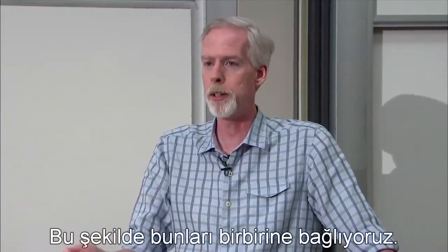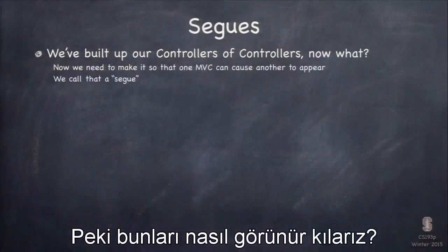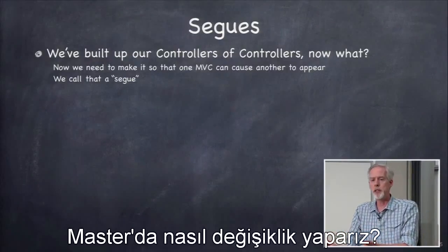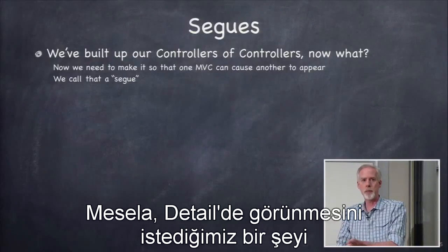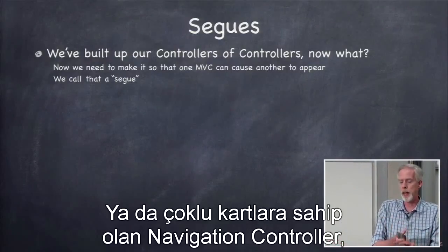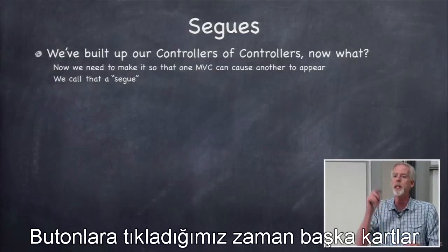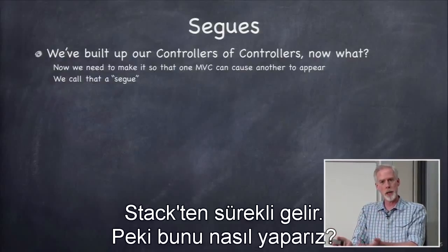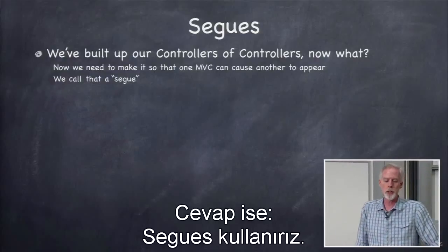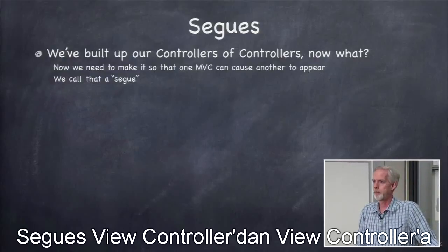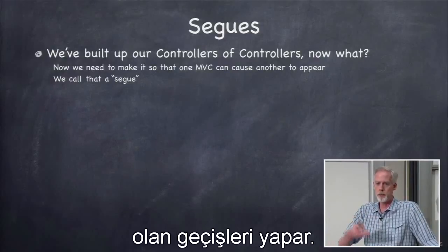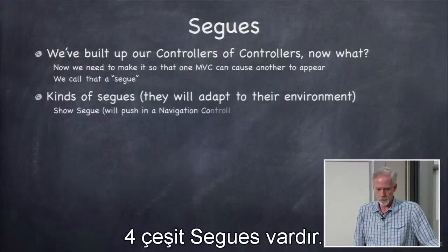All right, so that's how we wire these things up. Okay, they end up looking like that. Now, how do we make these things appear? How do we make changes in our master that cause something to appear in the detail? Or if we have a navigation controller that has multiple cards, when we clicked all those buttons and another card kept coming on the stack, how did we do that? Okay, and the answer is we use segues. Okay, so segues is how these things transition from view controller to view controller.